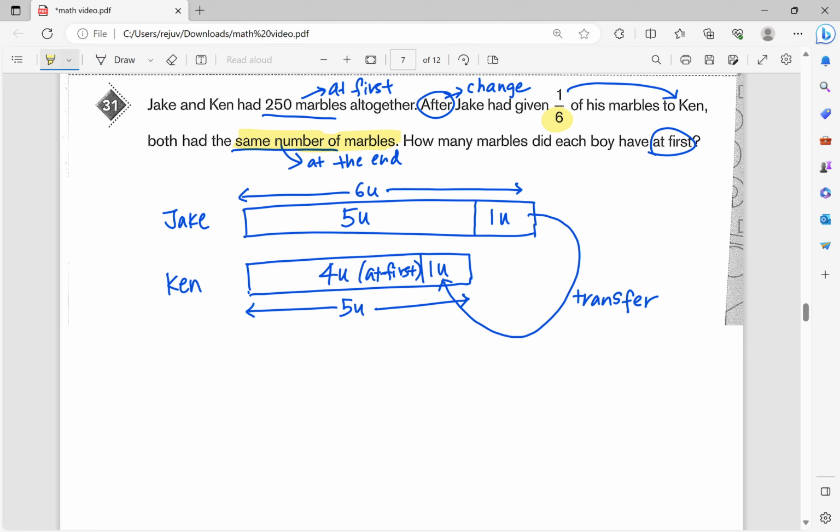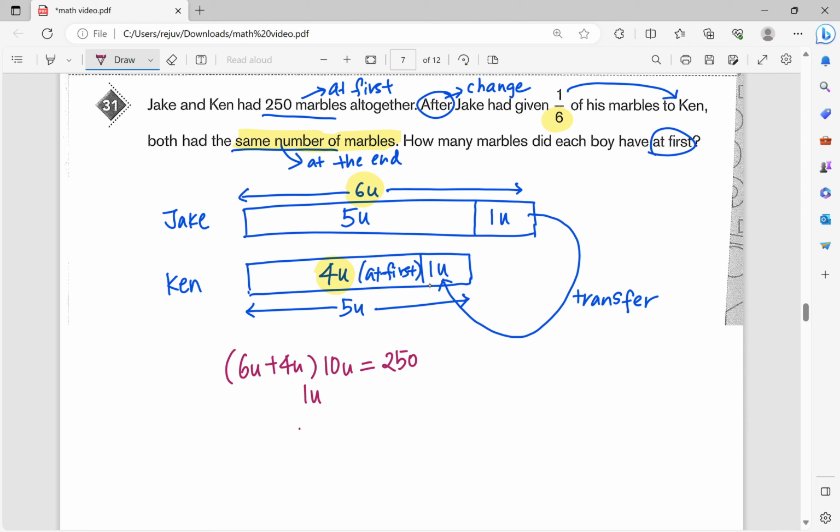So now, based on the information given, we can see that 6 units of marbles for Jake and 4 units of marbles for Ken will make up the 250 marbles at first. 6 units plus 4 units will give us 10U. And this 10U will represent the 250 marbles at first.